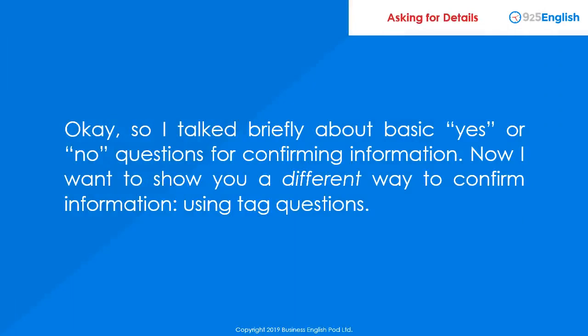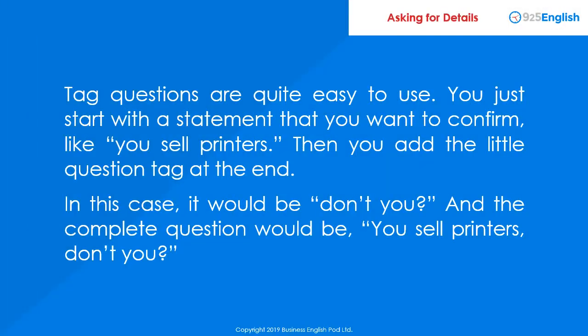Okay, so I talked briefly about basic yes or no questions for confirming information. Now I want to show you a different way to confirm information, using tag questions. Tag questions are quite easy to use. You just start with a statement that you want to confirm, like, you sell printers. Then you add the little question tag at the end. In this case, it would be, don't you? And the complete question would be, you sell printers, don't you?